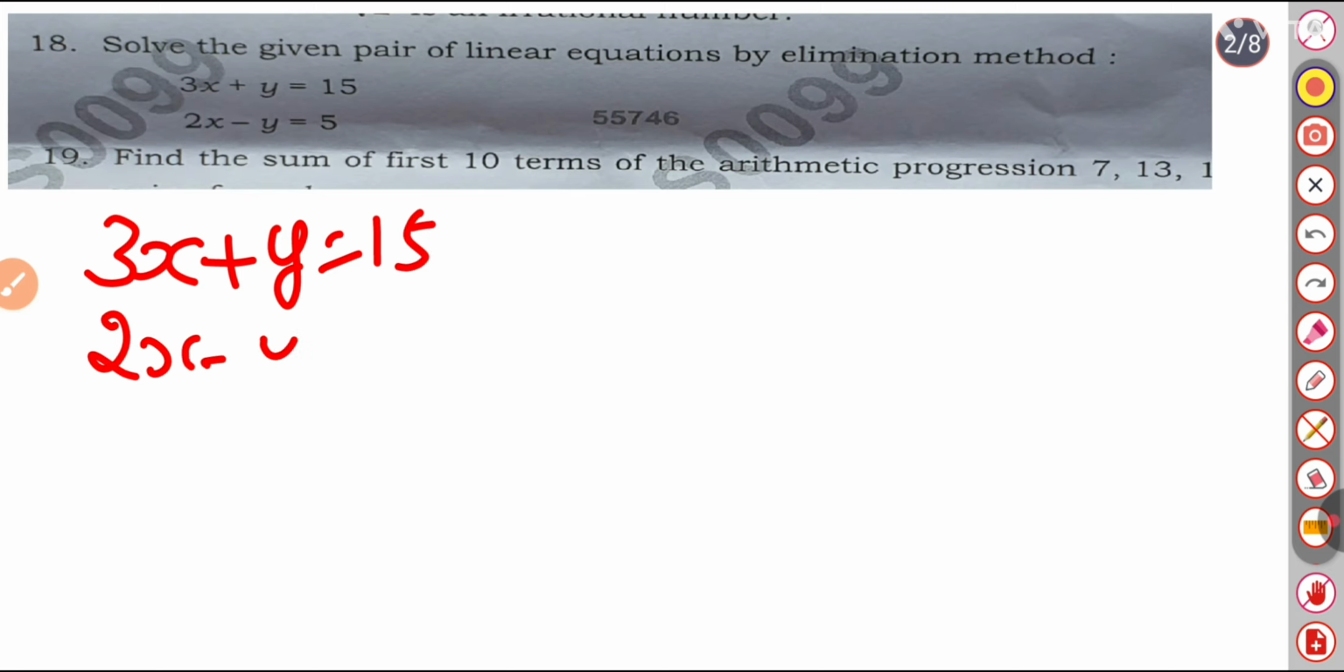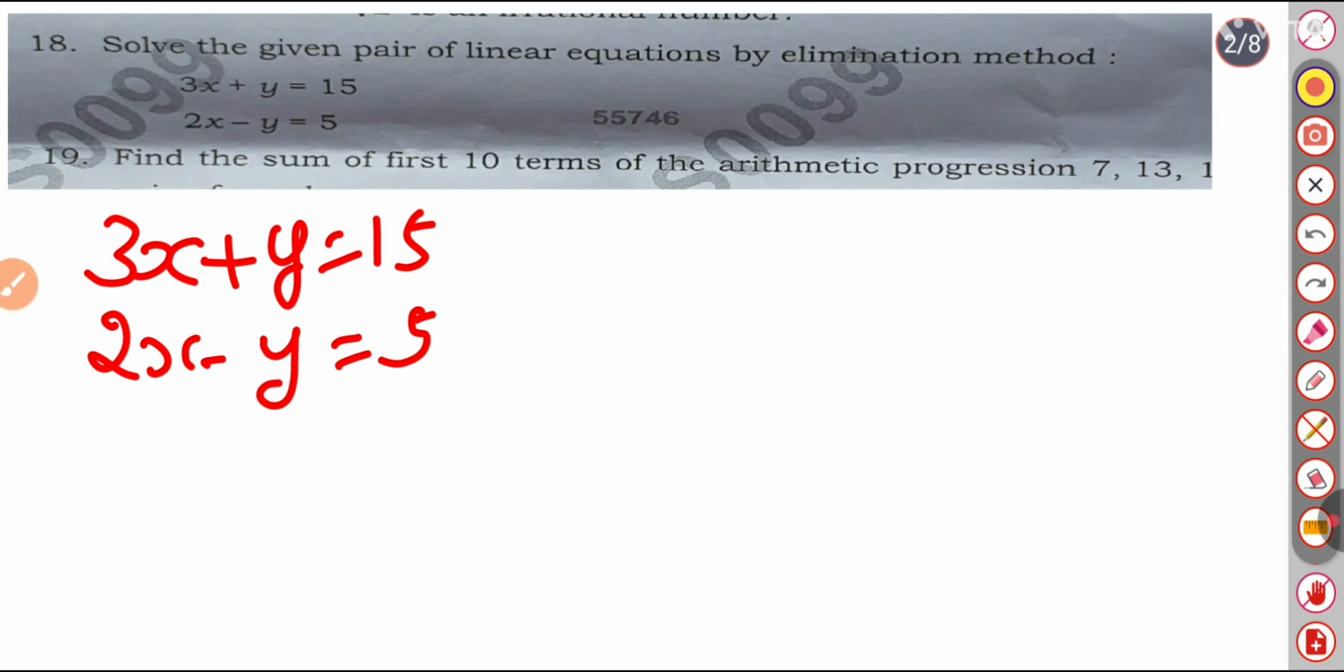Proving irrational is a compulsory question in every paper. So make sure that you are getting the full marks in that. So question number 18. Solve the given pair of linear equations by elimination method. See, elimination method, again it is a very easy question, simple question. 3x plus y is equal to 15 and 2x minus y is equal to 5.